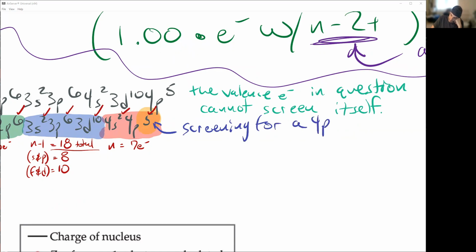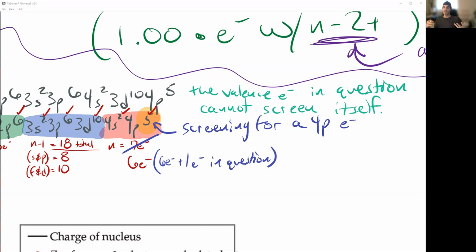So we're doing a screening for a 4p electron. But one of the electrons that I'm talking about is the one I'm interested in, so I can't have an electron screen itself. So we always have to do this. The number of electrons is not 7, it's actually 6 electrons, because one of those 4p electrons is the one I'm interested in. So 6 electrons plus the 1 electron in question.